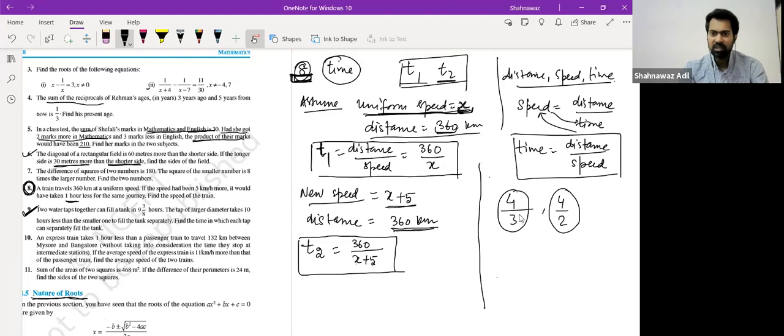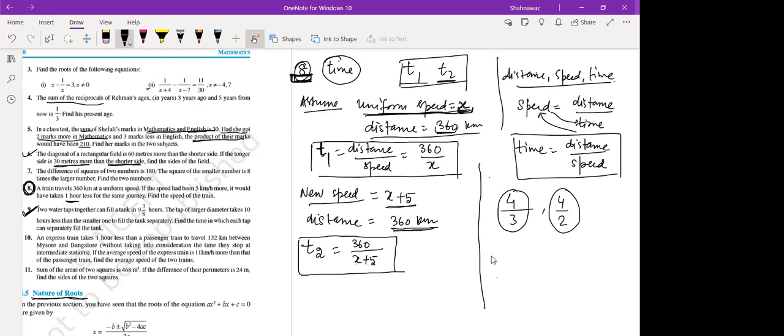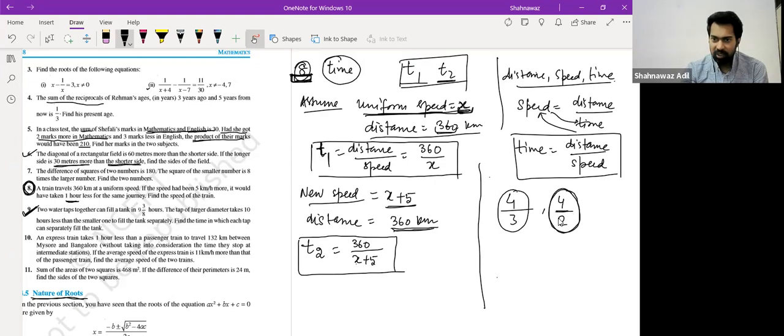So this is the question: if I divide 4 by 3 and if I divide 4 by 2, which would give the larger number? 4 by 2, correct. Here you can see that the denominator is small, so if the denominator is small, you get a larger value. If I increase the denominator, say 4 by 4, then 4 by 5, then 4 by 6, the value will decrease.